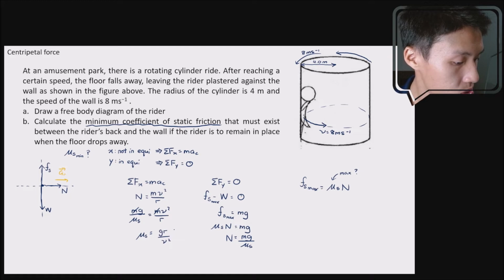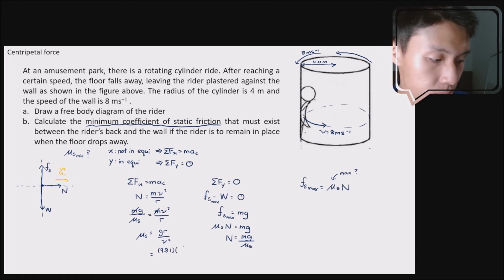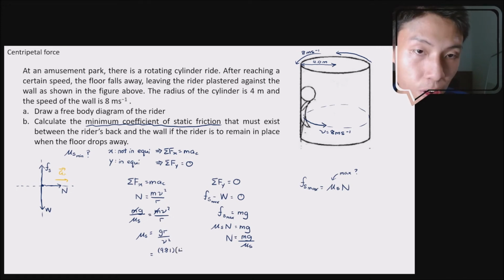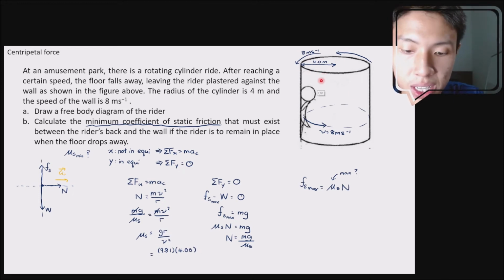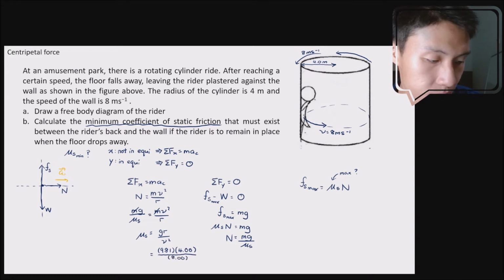So you can do your substitution: 9.81 times the radius, which is 4.00, that's the radius of the rotating cylinder, divided by the linear speed, which is 8 meters per second squared. So you can get the answer of 0.613.